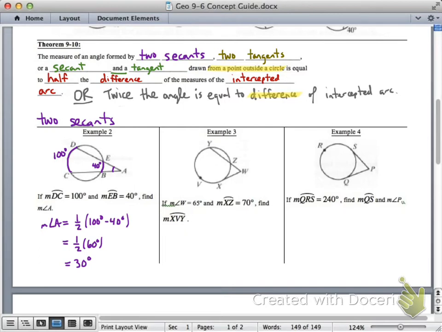Just like we were doing above, sometimes the question will give you an angle that's outside and not give you one of these arcs. Easiest way to do that is to double the angle, just like we did above, and then subtract the one that's missing. Or, actually, sometimes you'll add, but we'll talk about it when we see that. Actually, we'll see something similar to this here on this one.